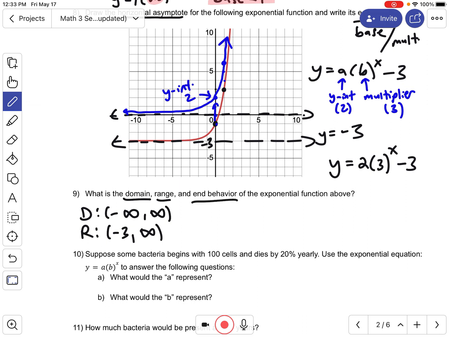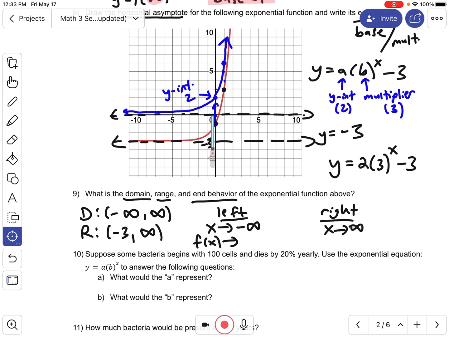And then end behavior is a left and a right side. The left side is going to be x with an arrow to negative infinity. The right side is x with an arrow, which means approaching, positive infinity. And so what's the left side approaching? Well, the left side is going down to -3, so that would be this. And what's the right side approaching? The right side is going up forever, so the f of x is going to be positive infinity.